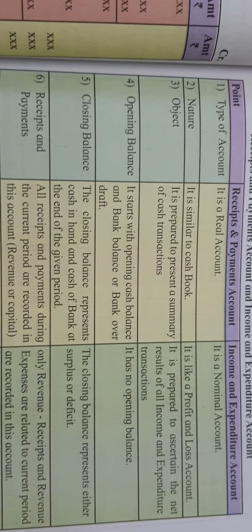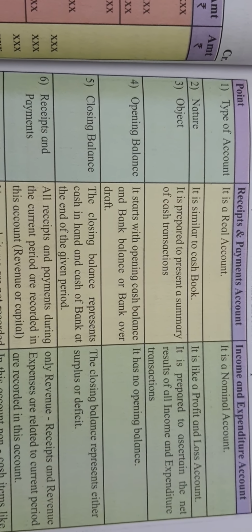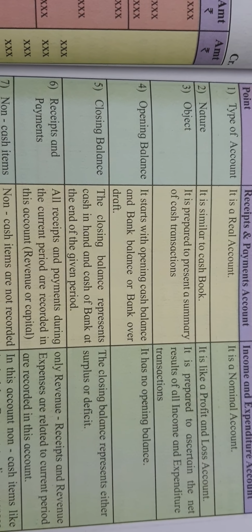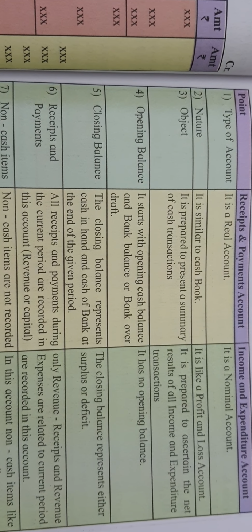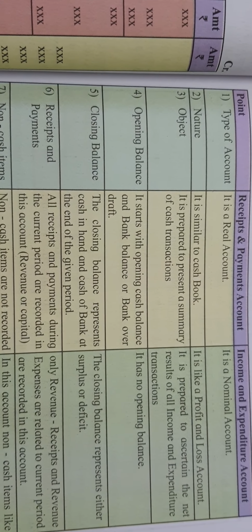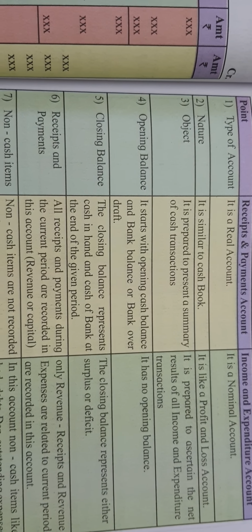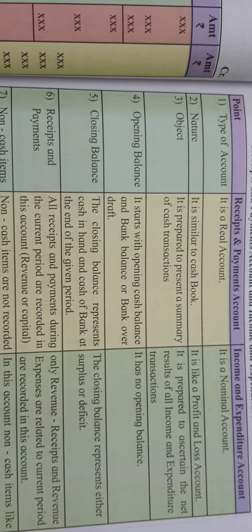Receipts and payments is related to cash, so it is a real account. Income and expenditure is a nominal account. As it is cash, it looks like a cash book. Then income and expenditure looks like a profit and loss account. Since receipts and payments is totally related to cash, it presents a summary of a cash book, and income and expenditure is prepared to ascertain the net result of all incomes and expenditure.